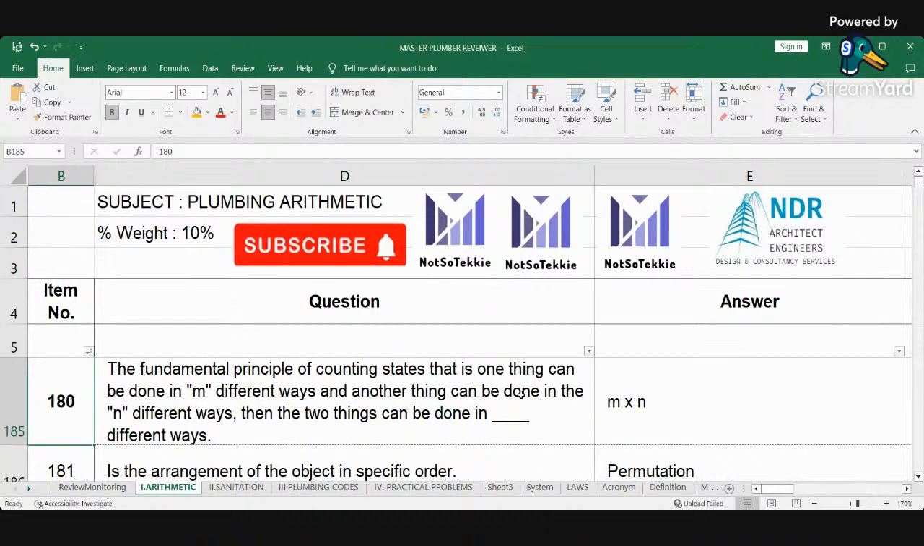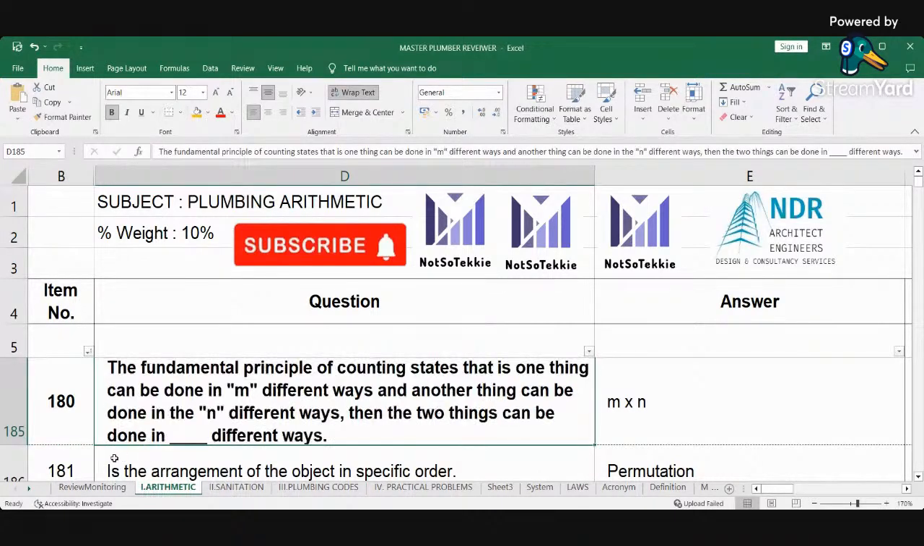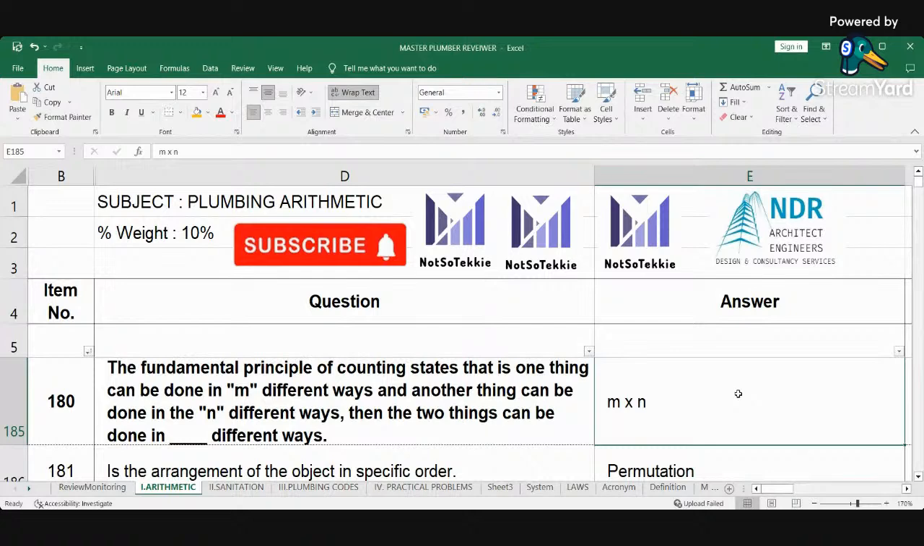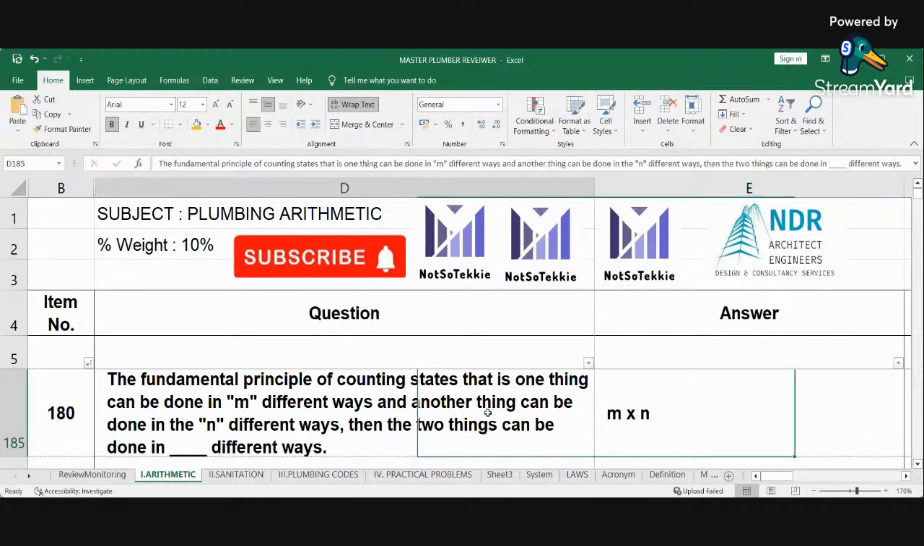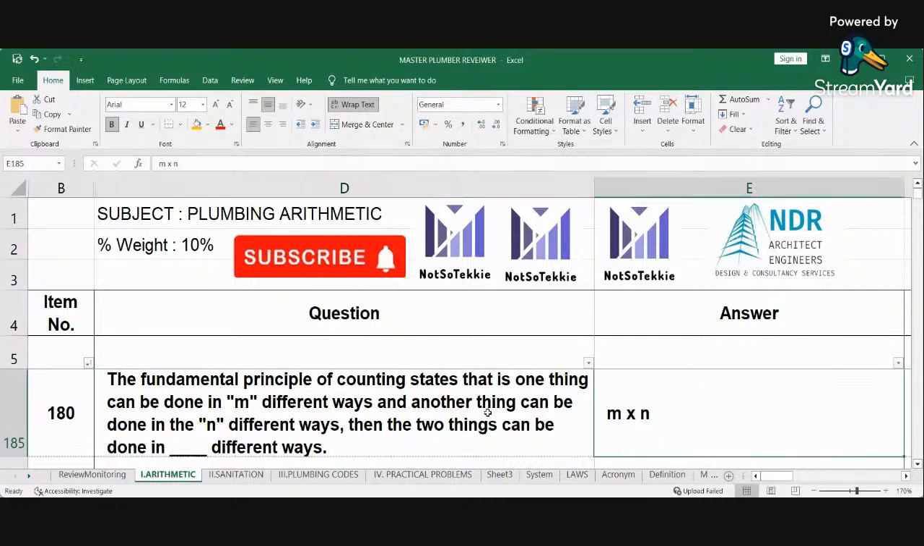180. Mahaba ang tanong. Fundamental principle of counting states that if one thing can be done in m different ways and another thing can be done in n different ways, then the two things can be done in m by n different ways. The answer is m by n.